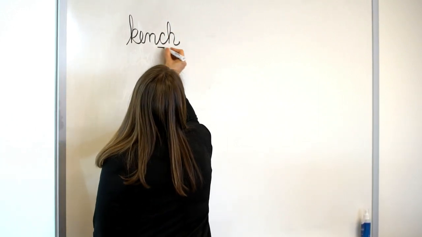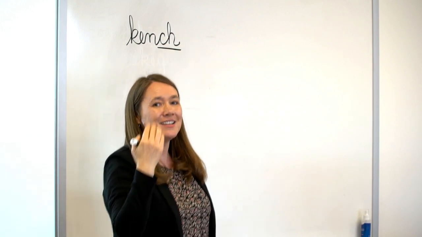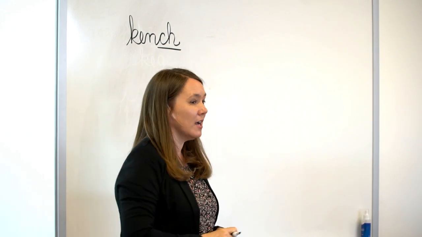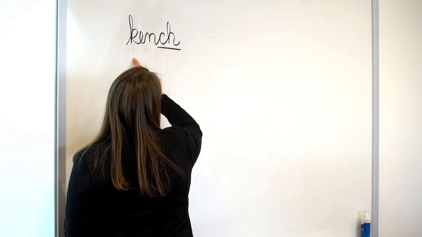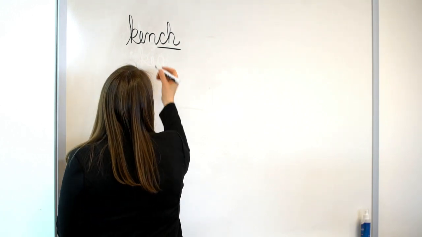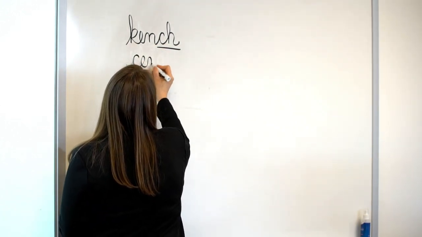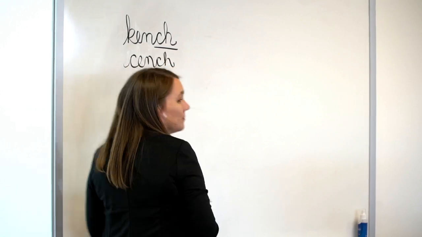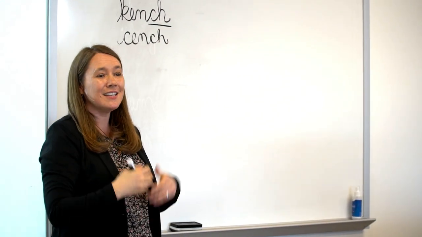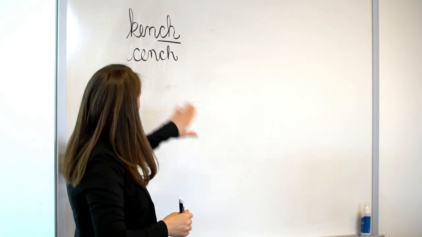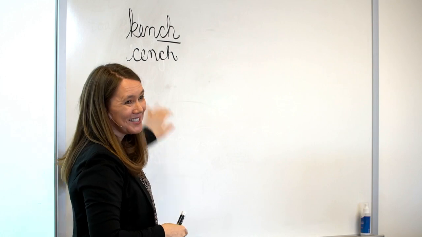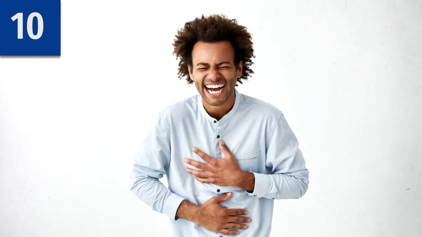Underline the ch. We want to emphasize those sounds. Help me sound it out. K, e, n, ch. Kench. Now, why can we not spell it like this? What would this say? Sench. Why? C always softens to s when followed by an E, I, or Y. So we know it can't be this. All right, what does kench mean? It means to laugh loudly.